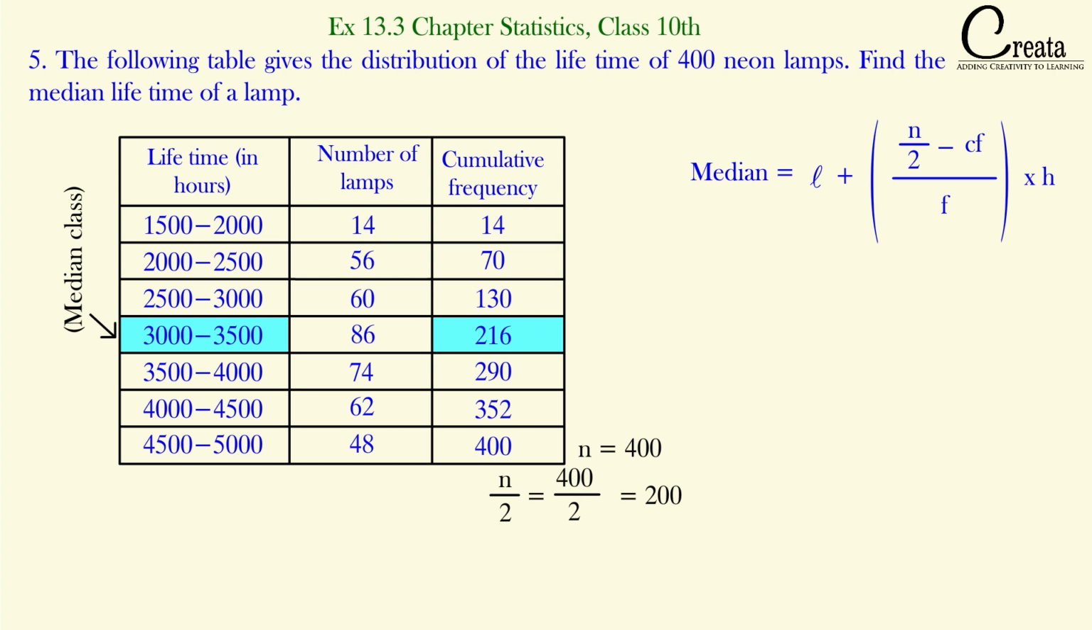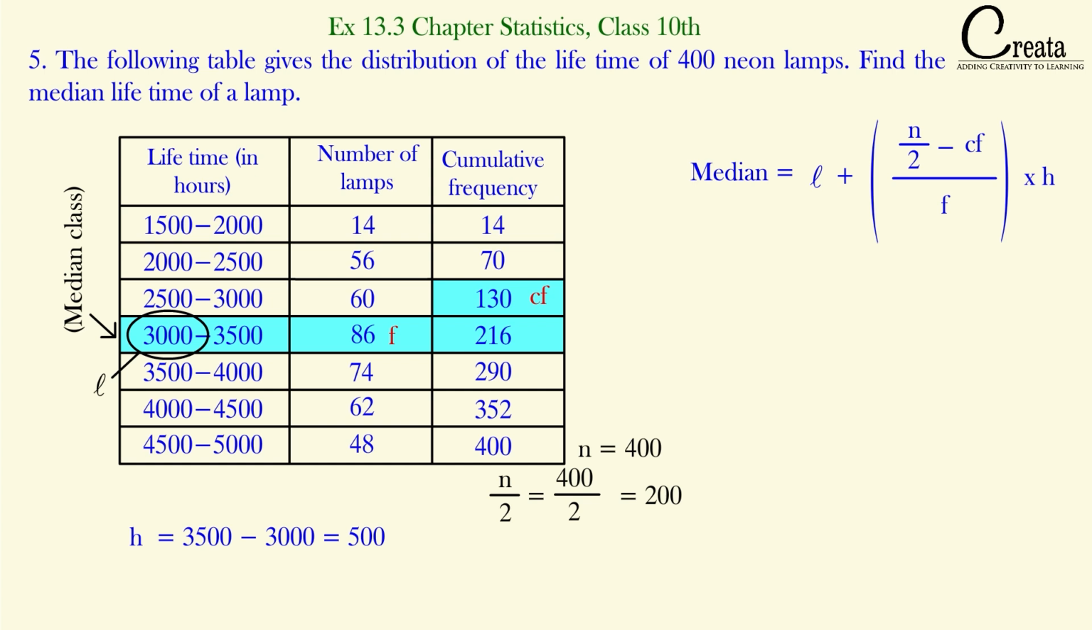And what is the lower limit of this class? It will be L, which is 3000, and the corresponding frequency will be f. So we got f as 86. And what is h? The class size. It is the upper limit minus the lower limit. 3500 minus 3000 is 500. And what is CF? CF is the cumulative frequency before the median class. So 130 will be CF. We got all the values.